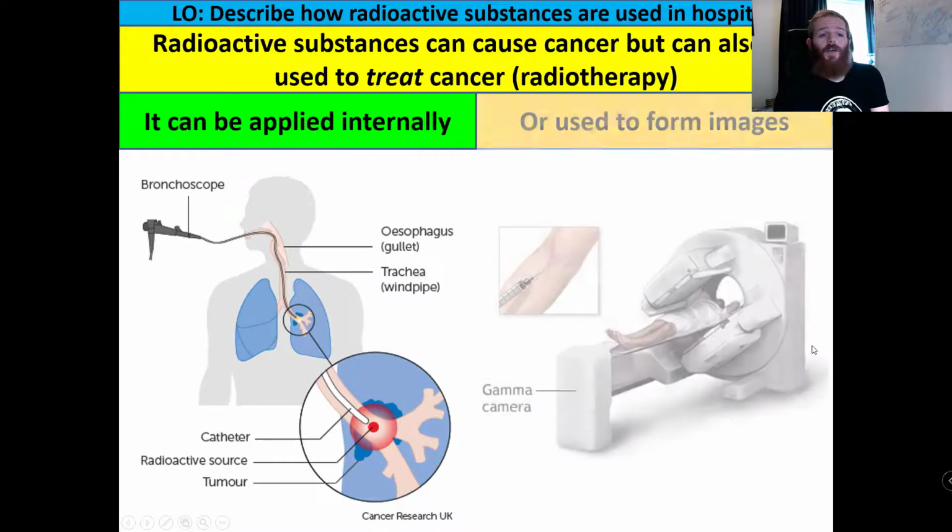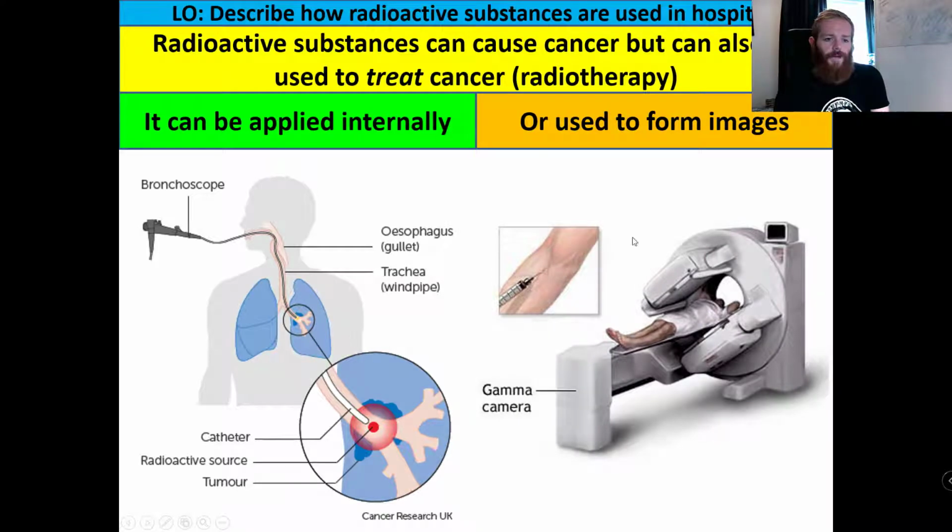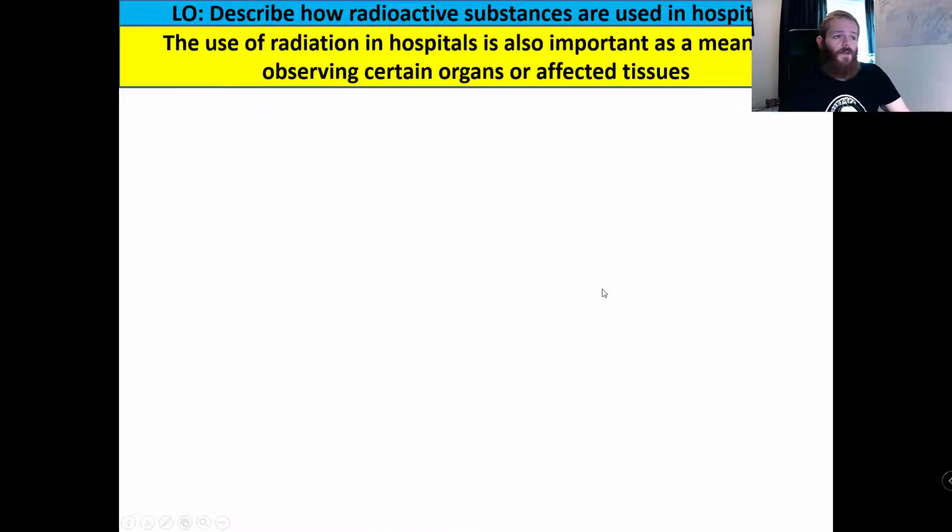So it can be applied internally, but it can also be used to form images. And you can see in this device over here, this is called a gamma camera. No prizes for guessing what it detects, gamma radiation. And in this picture, someone's been injected with a radioactive tracer. Okay, and a radioactive tracer is just something that is radioactive and gives out, in this case, gamma radiation, and then goes around the bloodstream. The person goes into a gamma camera, and the camera can detect gamma radiation and form images of inside someone's body without opening them up. So it's a really, really interesting bit of tech, and really useful for studying areas that would be difficult to get to, even from a surgical perspective.